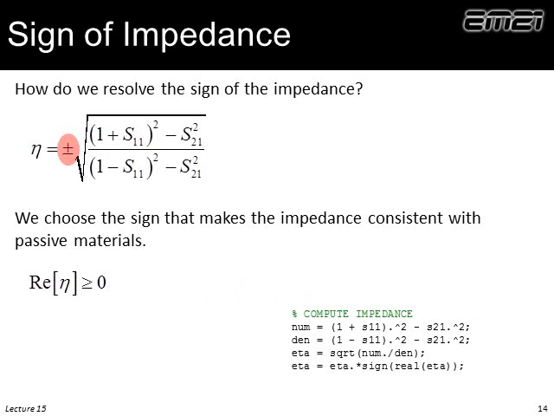So impedance is a pretty easy one. We can get that straight from the scattering parameters, just one little sign to sort out. Now, if we knew that our material did have gain, then we might say that the real part of impedance has to be less than or equal to 0. But most engineered materials are passive materials, and this assumption works very well.